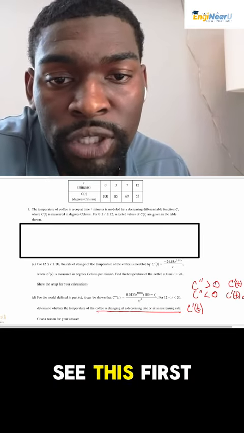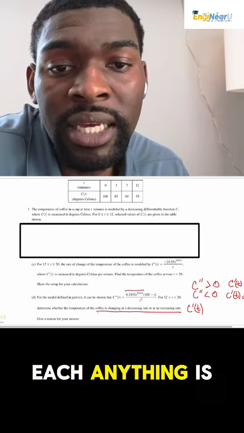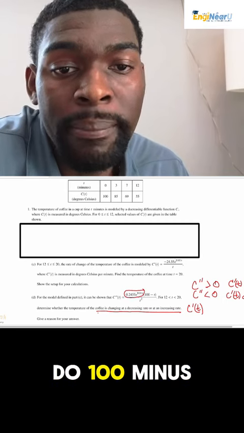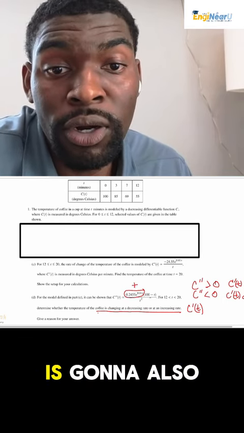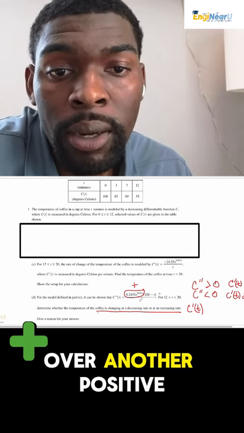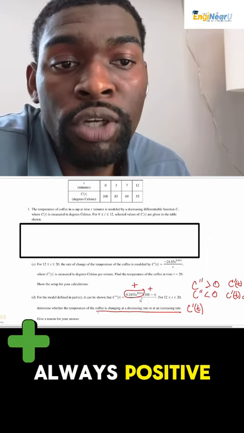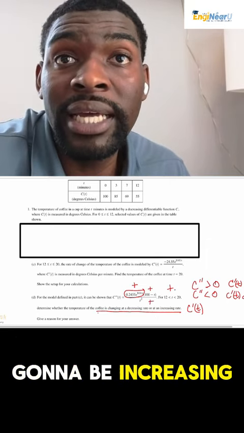And my way is, I can see this first one here. Oh, e to anything is always a positive number. And if I do 100 minus any number between 12 and 20, it's going to also be a positive number over another positive number. This thing is always positive. So if it's always positive, therefore C prime is going to be increasing at that rate.